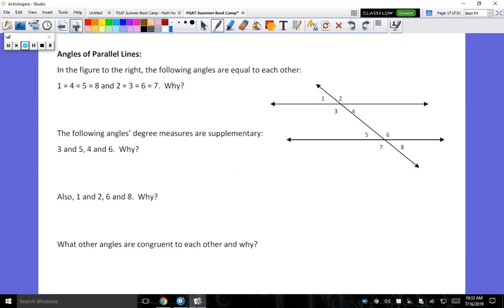Let's look at angles of parallel lines. Again, you have been exposed to this information. What I'm trying to do is help you master it, store it in your memory, and maybe even process it a little bit differently than what you might have before, just to ensure that mastery. There are 2 things that this diagram or picture basically revolves around.